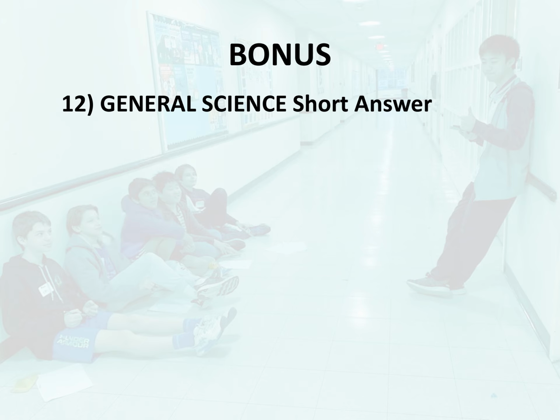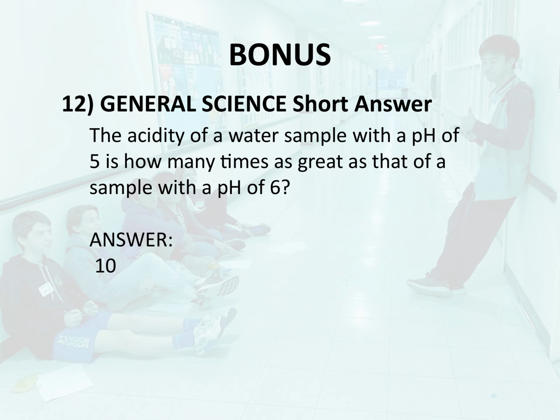Bonus 12. General science. Short answer. The acidity of a water sample with a pH of 5 is how many times as great as that of a sample with a pH of 6? Answer: 10.